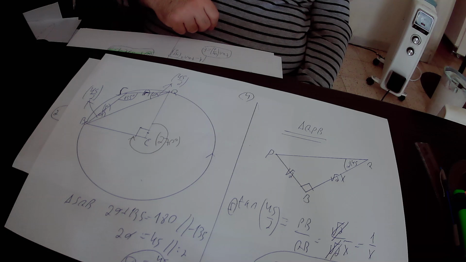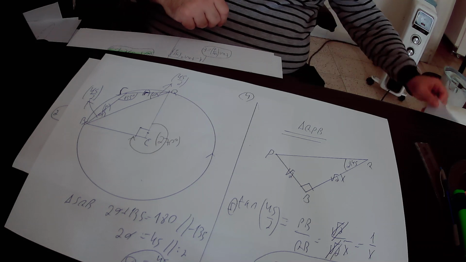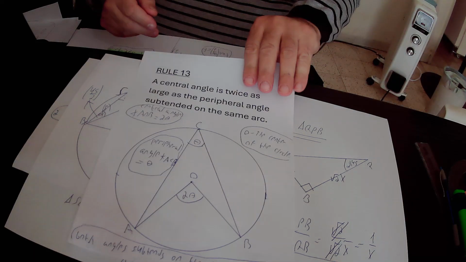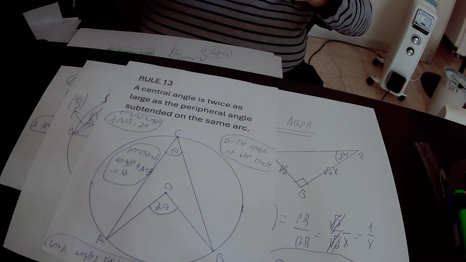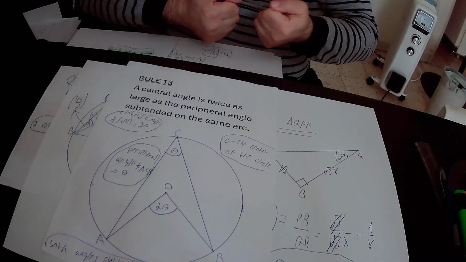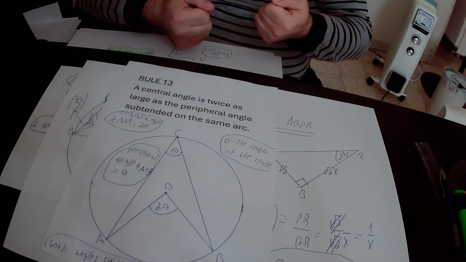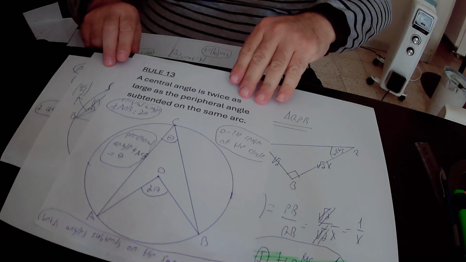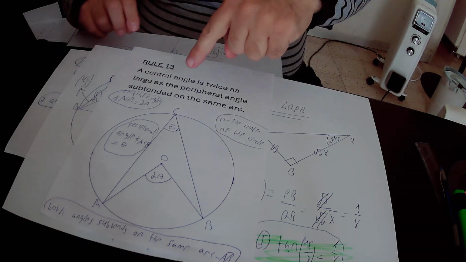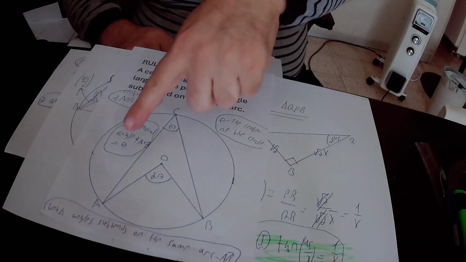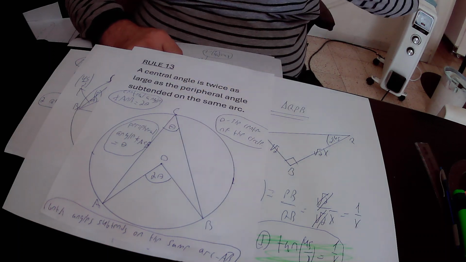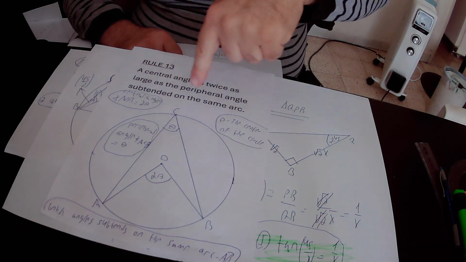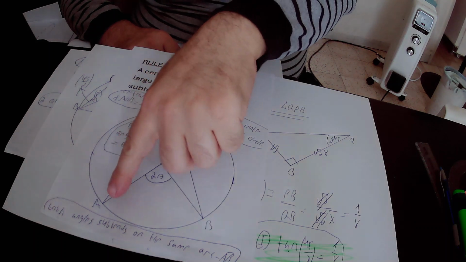Then I presented to you rule number 13 and implemented rule number 13 in our drawing. According to rule number 13, a central angle is twice as large as the peripheral angle subtended on the same arc. So we have here a circle. Inside this circle we have peripheral angle ACB. This peripheral angle ACB equals theta in size, and this peripheral angle ACB is subtended on arc AKB.